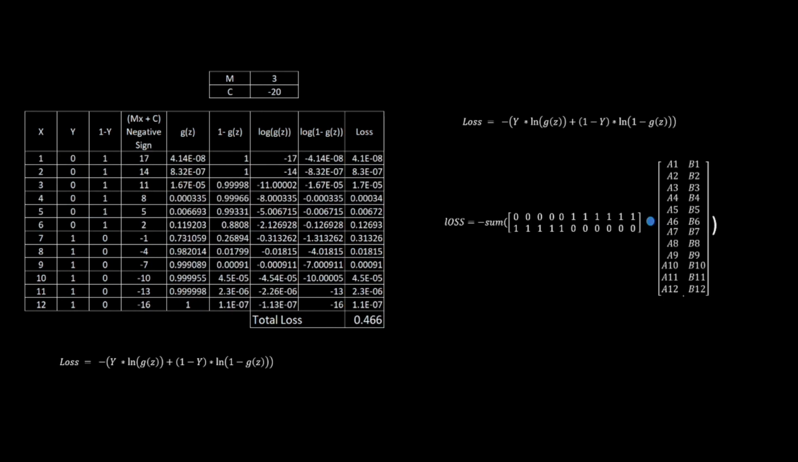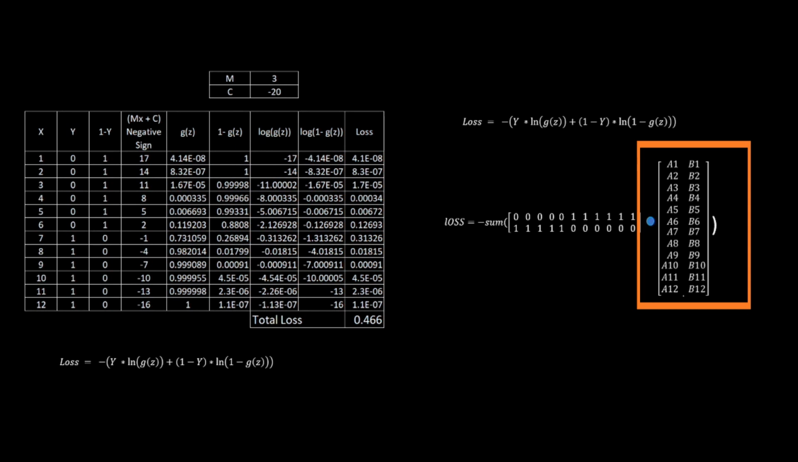So guys, the loss can be vectorized into two matrices. The left hand side vector is representing the values of y and 1 minus y from the table. You can just wait or pause the video and look, every single value is matching. And the second vector where you have a1, a2, a3, a4, b1, b2, b3, b4 is representing the value of log or ln of gz and log e based 1 minus gz.